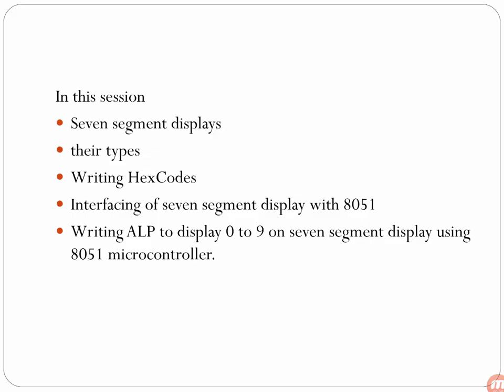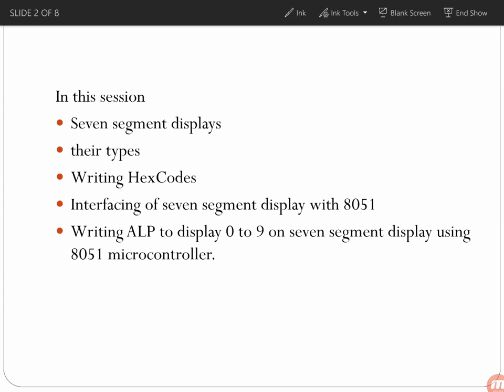In this session, we get introduced to the 7-segment displays, their types, writing hex codes, for example for numbers 0 to 9, and interfacing of the 7-segment displays with 8051. In this we are going to see the hardware connections and then writing a program to display 0 to 9 on 7-segment display using 8051 microcontroller.